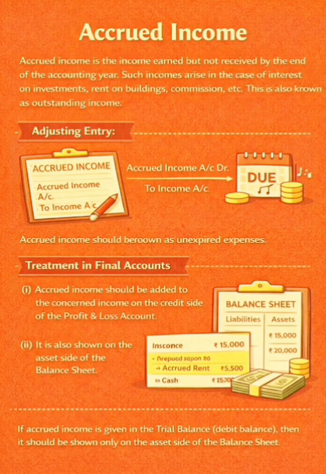Treatment in final accounts. 1. Accrued income should be added to the concerned income on the credit side of the profit and loss account. 2. It is also shown on the asset side of the balance sheet. If accrued income is given in the trial balance, debit balance, then it should be shown only on the asset side of the balance sheet.